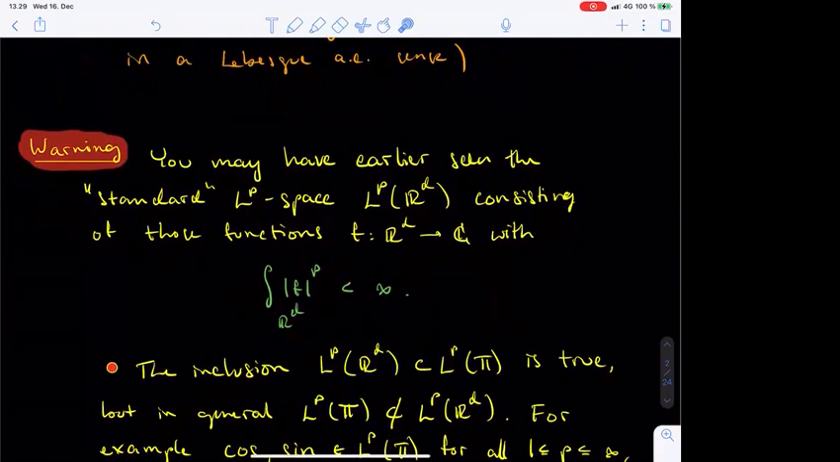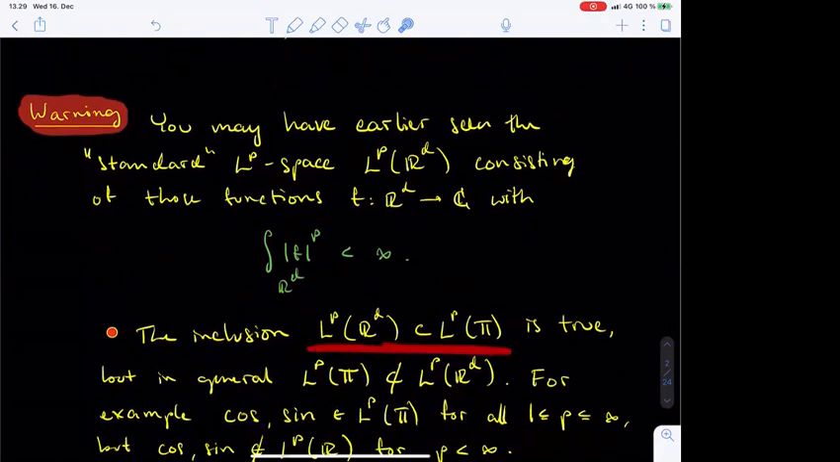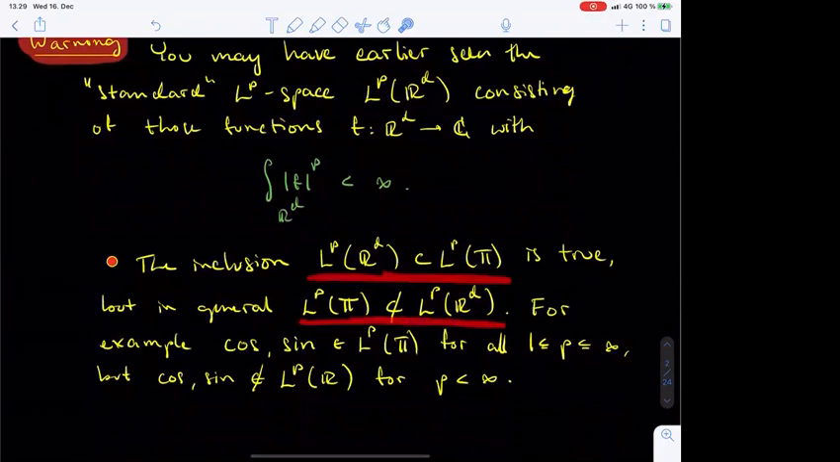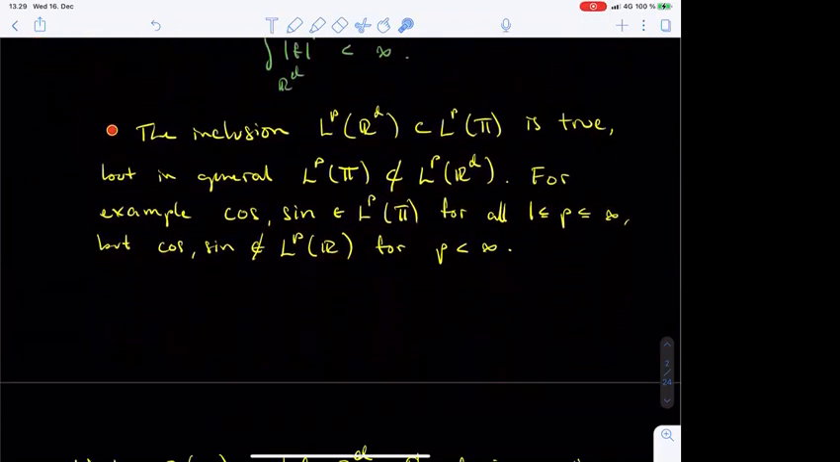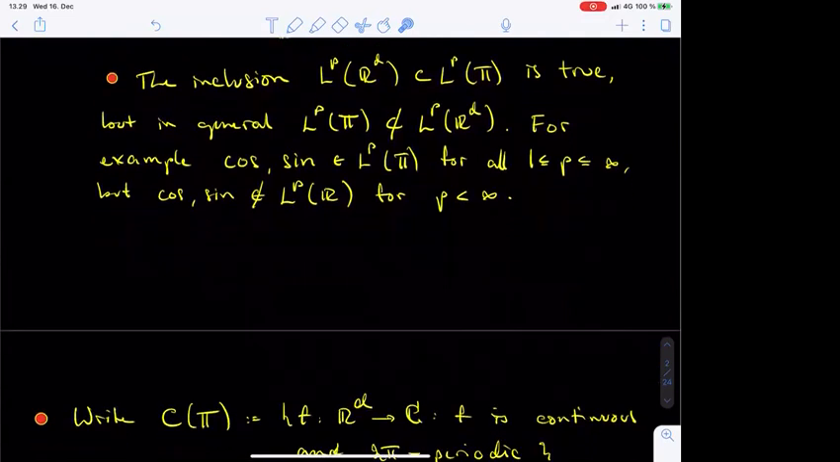This implies that the standard Lp spaces are included in the Lp of T spaces, but the converse inclusion is not true. For example, the cosine and the sine functions belong to the Lp of T spaces for all exponents p between 1 and infinity, but the cosine and sine functions are not in Lp of R when p is less than infinity. This is basically because all powers of the cosine and sine functions are integrable over the interval from -π to π, but they are not integrable over the whole real line.